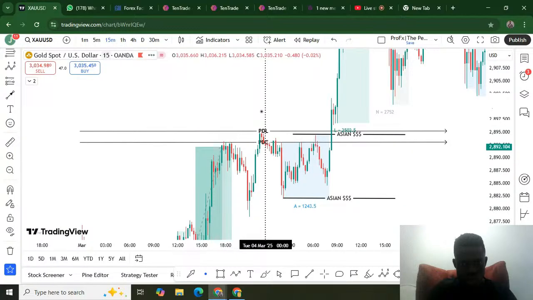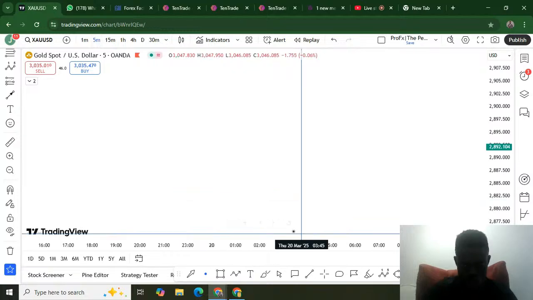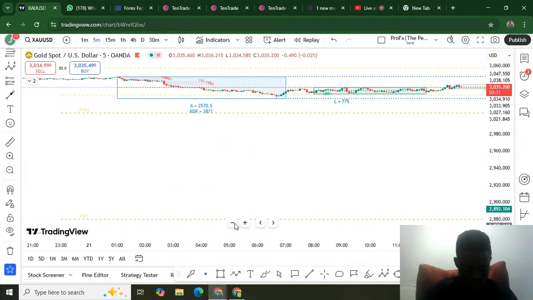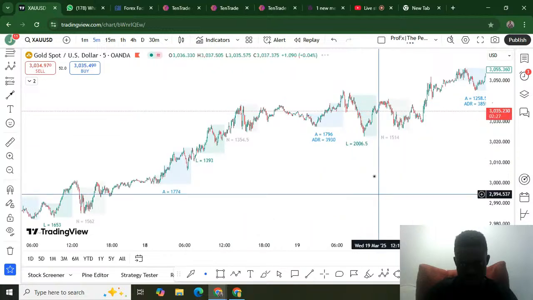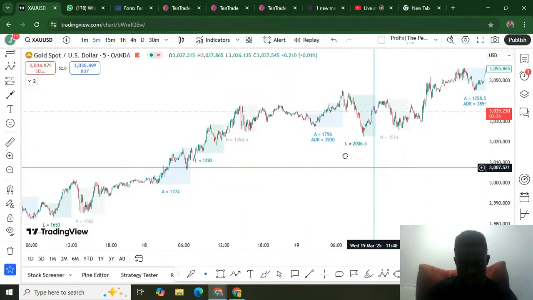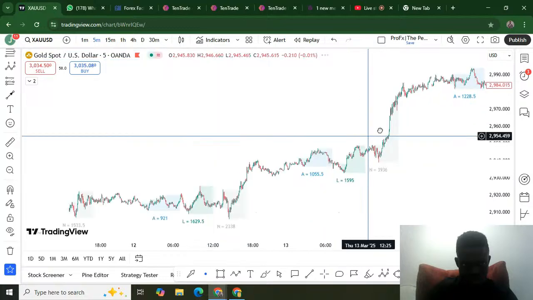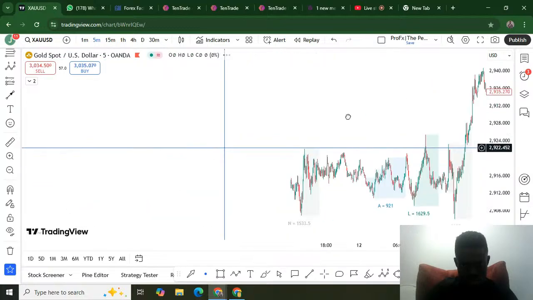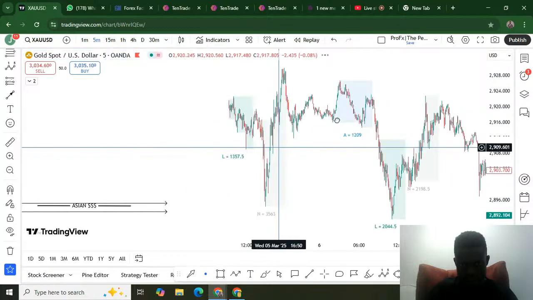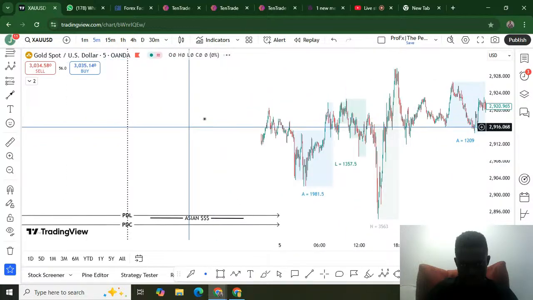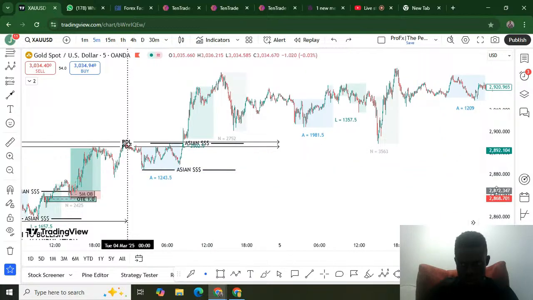So 5 minutes is more, for me, I prefer using 5 minute candles for confirmation because 15 minutes might be too late. Okay, 15 minutes might be too late. So I prefer using 5 minutes. So look at it.